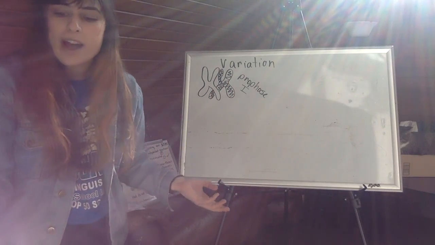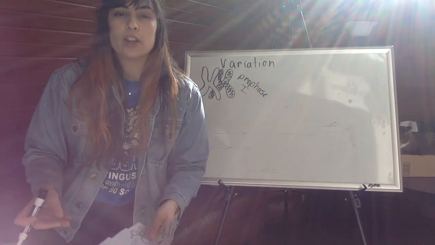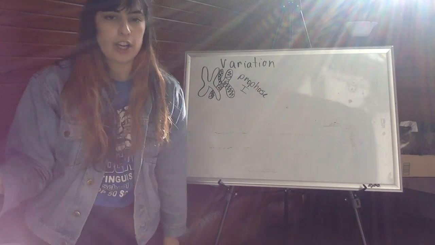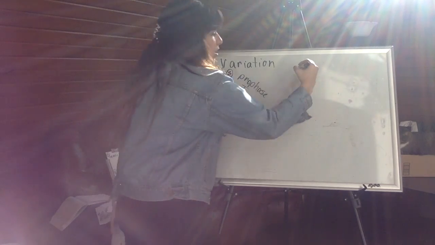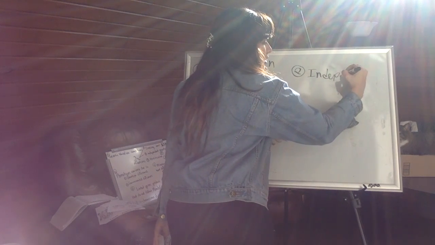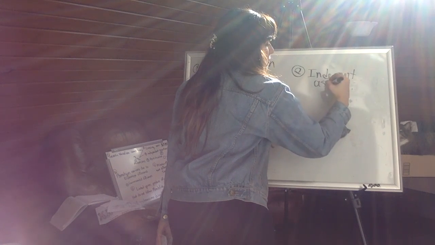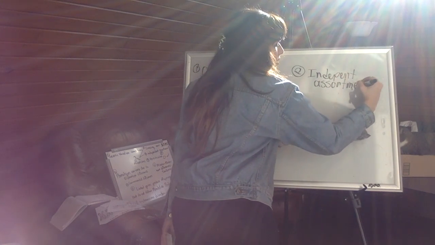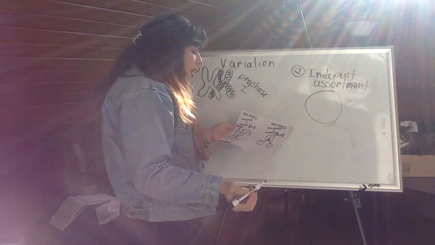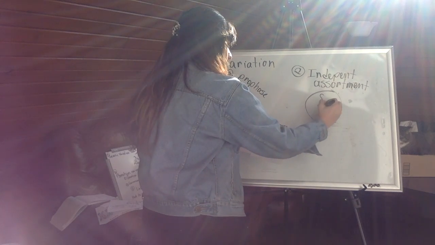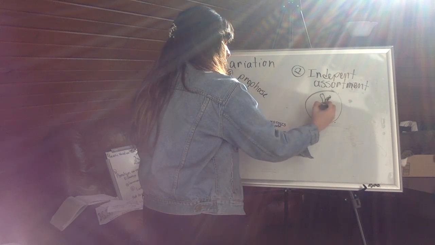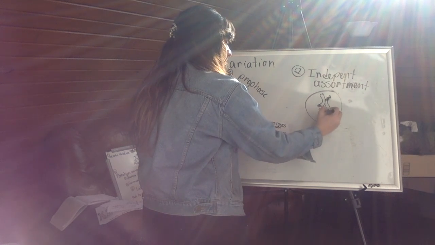So I'm going to draw out an example cell, and we're going to watch all of the ways that independent assortment can provide variation. So number 2, we can cause variation through independent assortment, or the random distribution of chromosomes. Let's say that we have an original cell that has already gone through meiosis 1, and here are the chromosomes inside of it. We already have some recombinants in here.